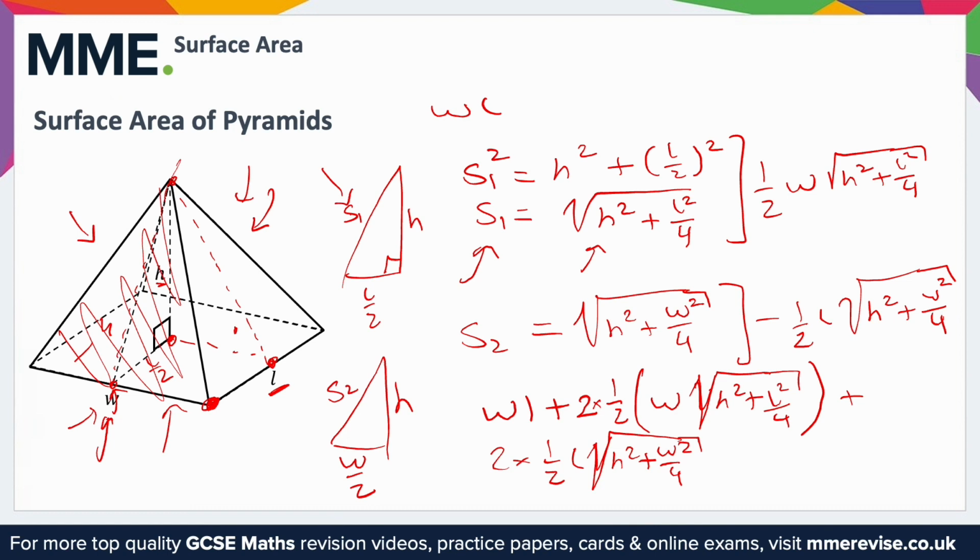So you could simplify it to WL plus W times the square root of h squared plus L squared over 4. Again, the square root covers everything there. Plus L times the square root of h squared plus W squared over 4. Making sure that the square root covers everything. It can be a little bit tricky. It is easier if it's a square-based pyramid because obviously W and L would be the same, but you do need to know how to work it out for a rectangular-based one as well.